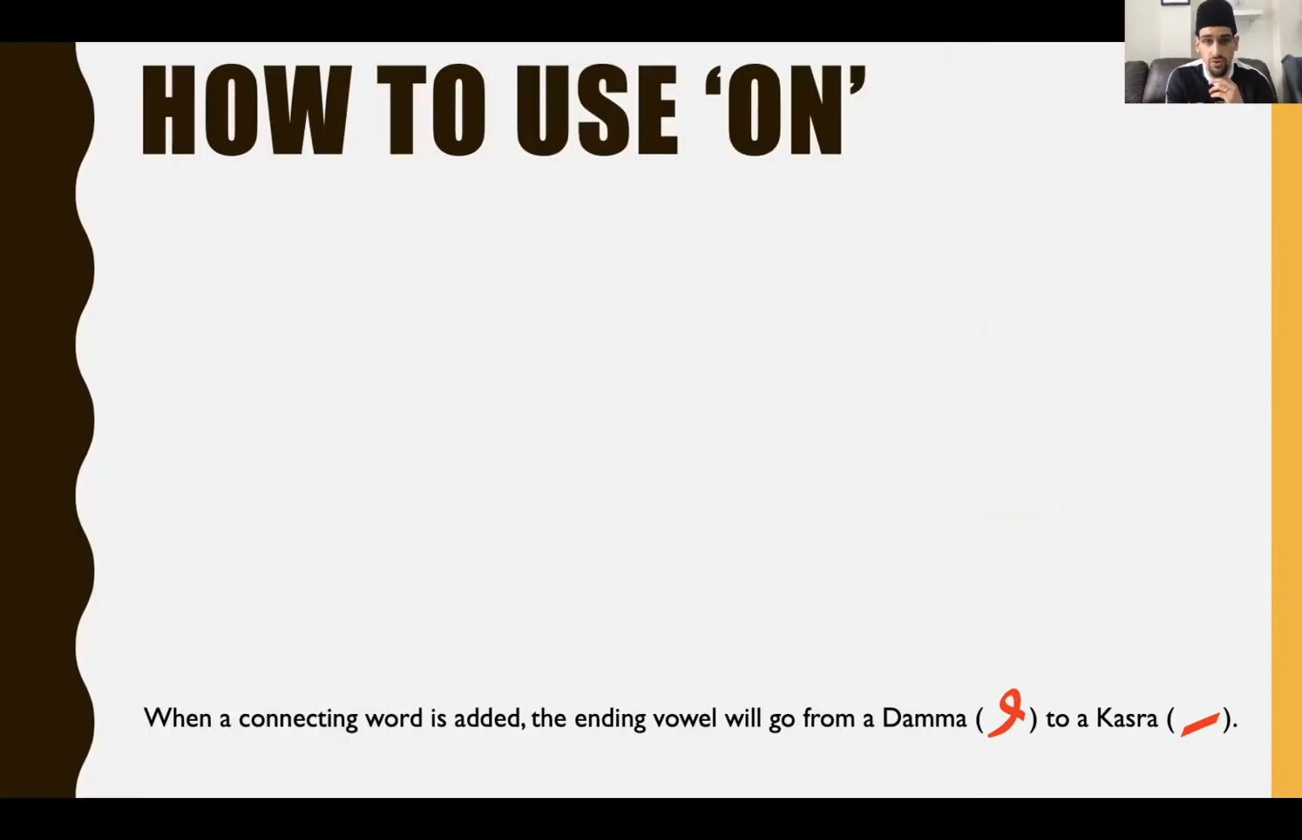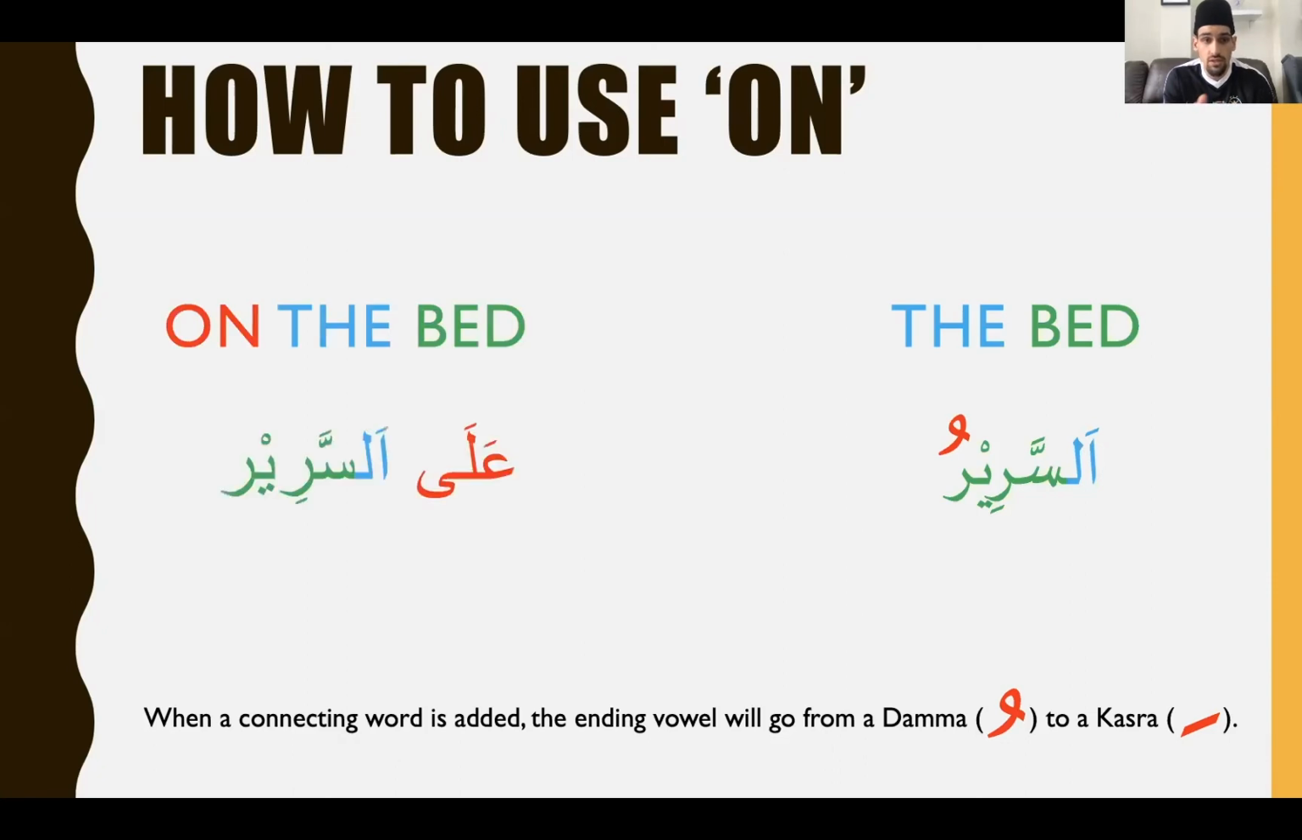One more example for on, the bed, meaning as-sariru, and on the bed, ala sariri. So again, same examples, just using a different word, but the main point here is understanding the grammatical changes. So we have the dhamma and the kasra. These are the two important changes when we use a preposition.